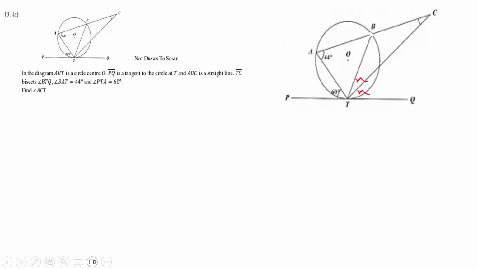Only two of the chords will meet the tangent. So this chord is meeting the tangent at an angle of 60 degrees. So the angle here will be equal to the angle that the chord subtends at the circumference. So it means I know that this is also 60 degrees. That's the angles in the alternate segment. Is that clear? Professor, is my point well made?